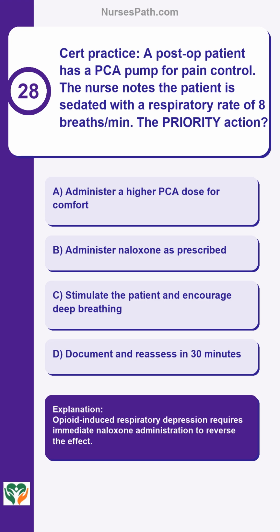Opioid-induced respiratory depression requires immediate naloxone administration to reverse the effect.